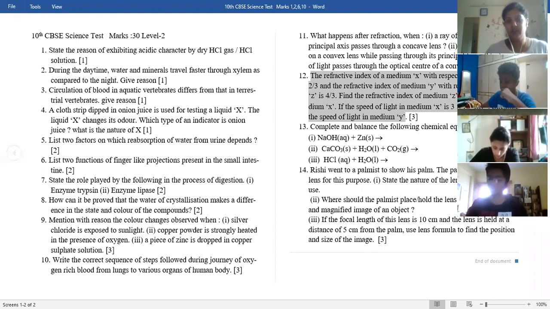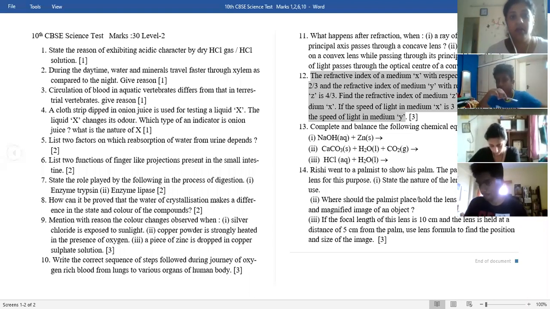These are the two functions of the finger-like projections present in the small intestine. One is increasing the surface area for the absorption of digested food. And the second one is that they are richly supplied with blood capillaries, so the rate of absorption increases. So both of them help: increasing the surface area is one part, and the second one is increased rate of absorption.